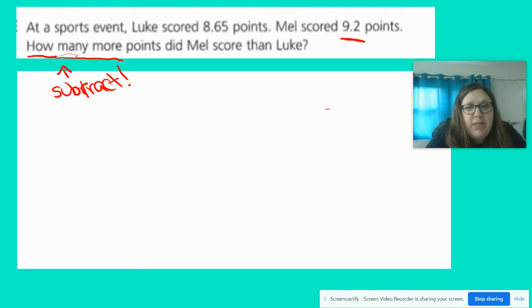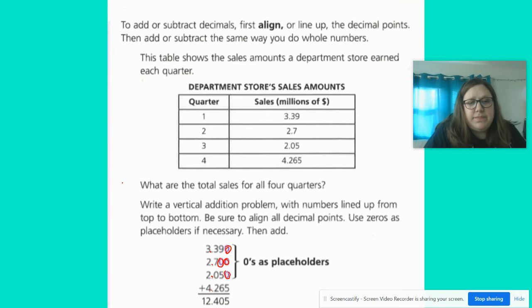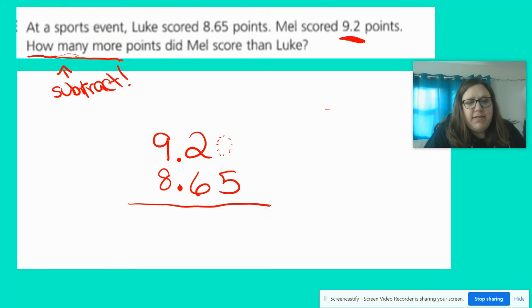Mel scored more points, so his value is going to go on top. And I'm going to put my other decimal point right below that, that way I already know where it's going to go. And then notice I have an extra space here, so I'm going to add that invisible zero. All right, and now we're going to subtract.